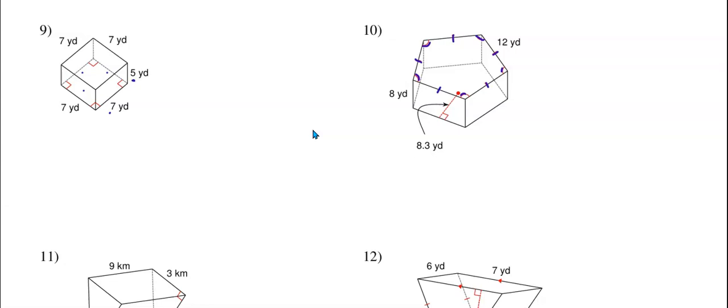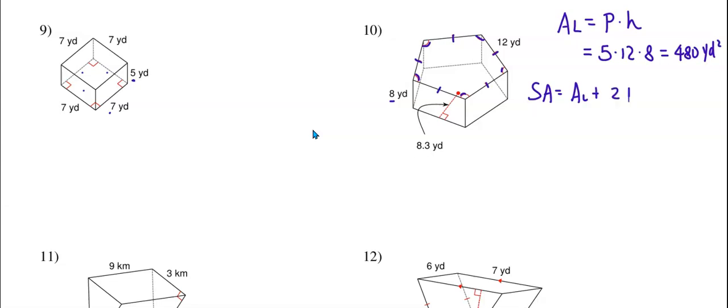All right, we're going to find lateral area, which is P times H. Okay, and how many sides? We have 5 sides. Each side is 12, and the height is right here, 8. So just times these 3 beautiful numbers together, we have 480 square yards. Okay, and that's our lateral area. And then we need to find our surface area, which is lateral area plus 2 base areas.